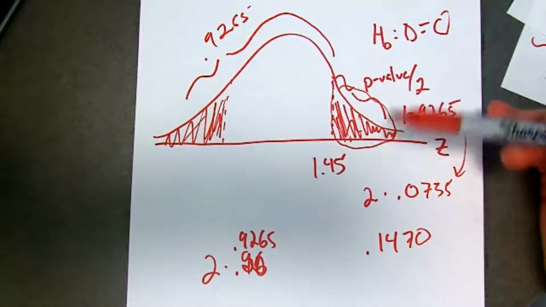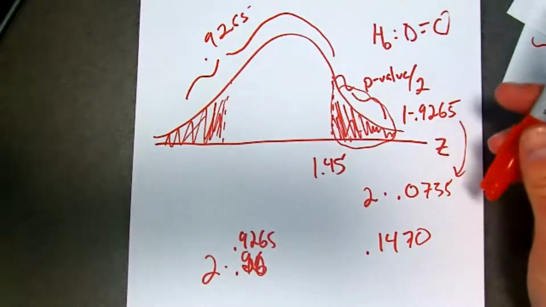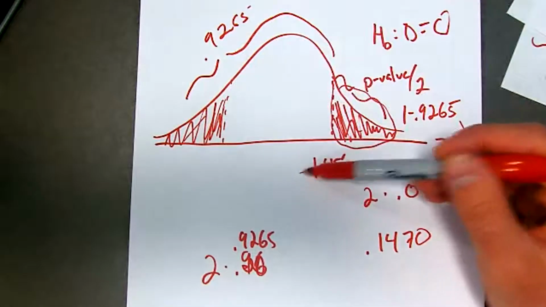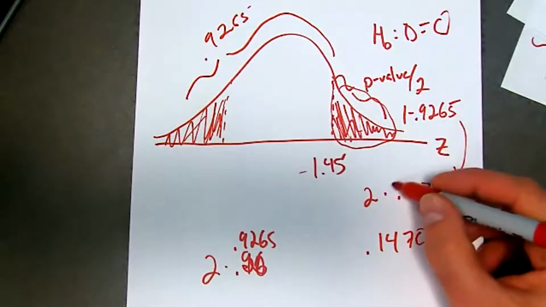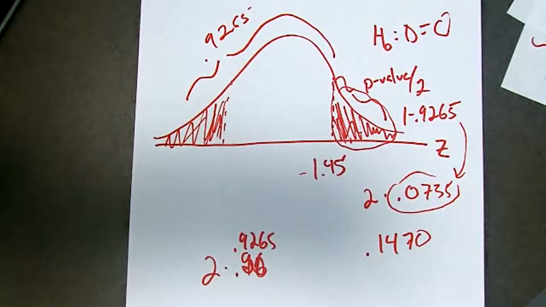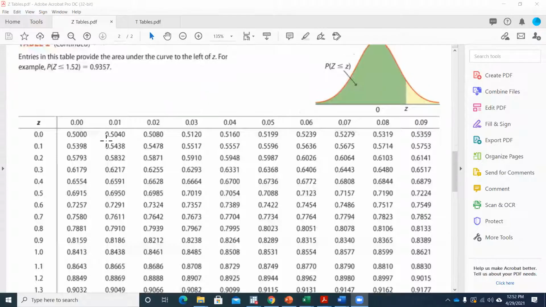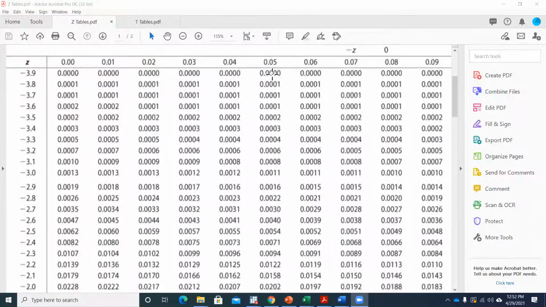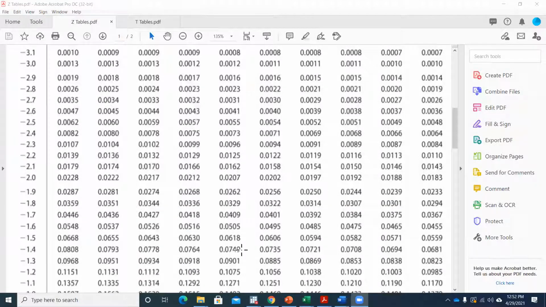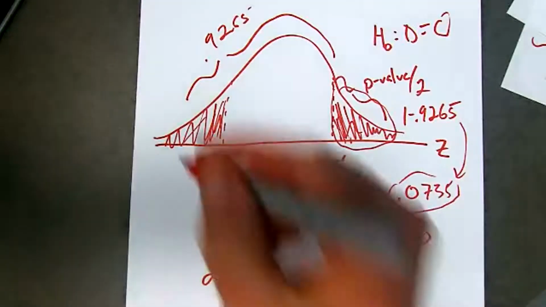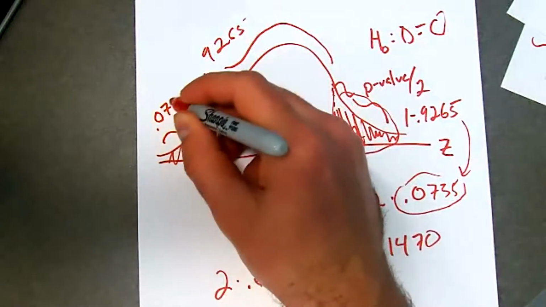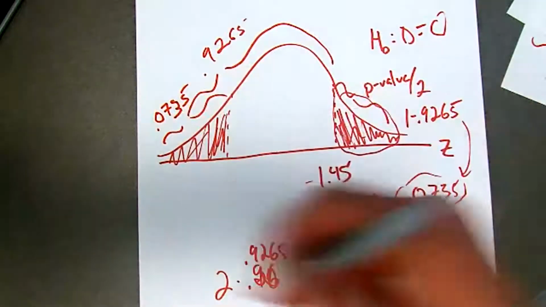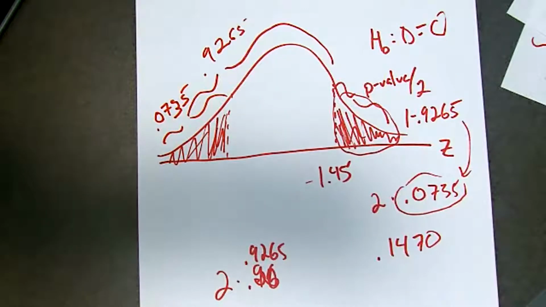Now, another way you could have done this one is it's a symmetric distribution. So if you look up negative 1.45, you would have found the area of 0.0735 and then just multiply that by 2. So I know it's a symmetric distribution, so I can look up the area to the left of negative 1.45. So here's my 5, so negative 1.45. Sure enough, I find that 0.0735 value. And then really all I would be doing there is multiplying that value by 2, which gives me the same p-value. Okay, so a couple different ways of solving that one.